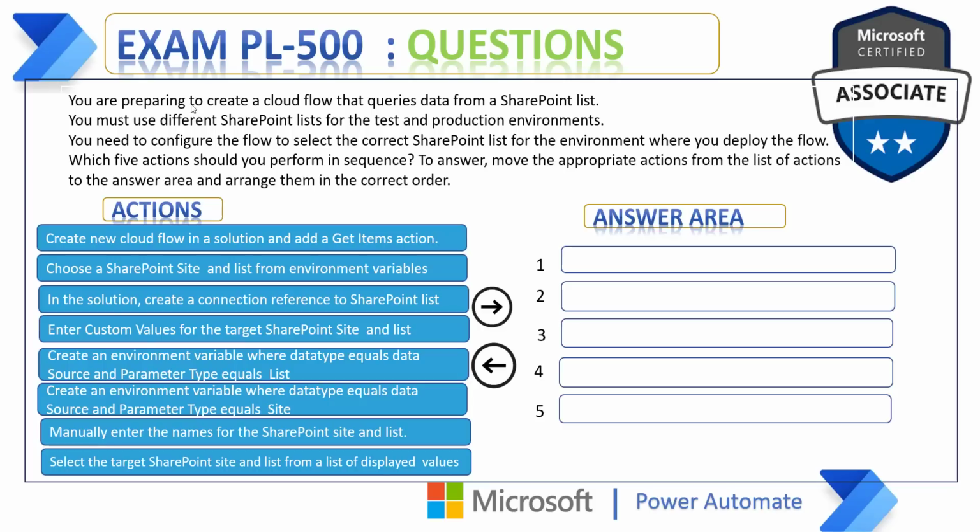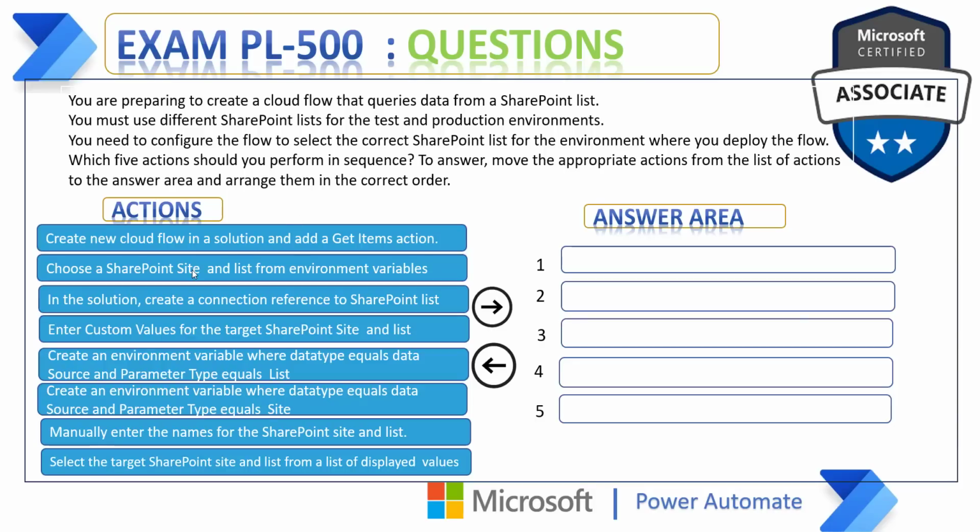You are preparing to create a cloud flow that requires data from a SharePoint list. You must use different SharePoint lists for the test and production environments. You need to configure the flow to select the correct SharePoint list for the environment where you deploy the flow. Which 5 actions should you perform in sequence?